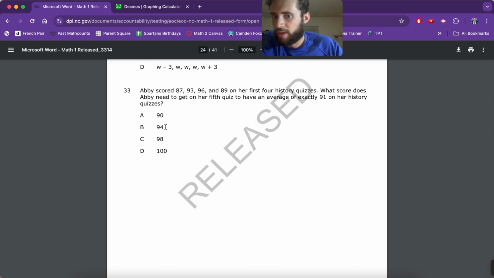So plug in 90, plug in 94, plug in 98, plug in 100, and then for all of them, divide that total sum by 5 and see which one works. Because it's multiple choice, that works. It's not going to take that long.